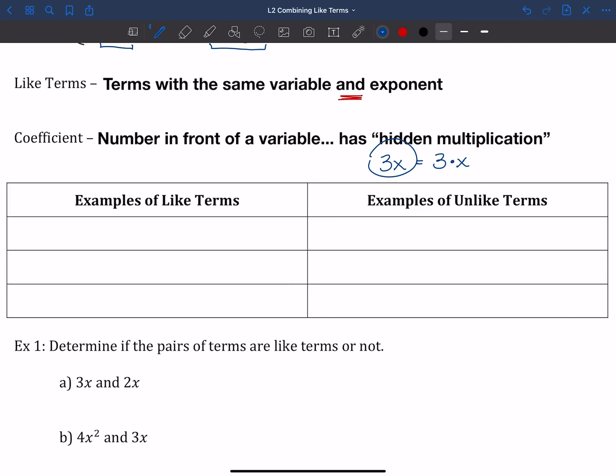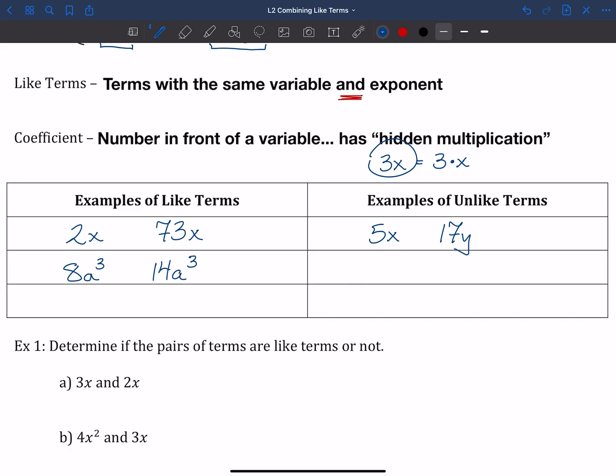So some examples of like terms and some examples of unlike terms. Like terms could be 2x and 73x. Those are just fine. But I could not have 5x and 17y. Those are not like terms because they don't have the same variable. What if I had 8a to the third and 14a to the third? Those are like terms. They have the same variable, a, and they also have the same exponent, 3.